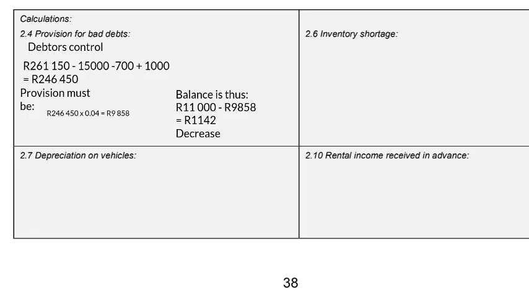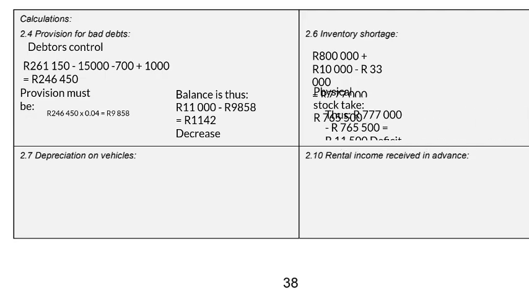So the inventory, according to our records, should then be 777,000 Rand. According to the physical stock take, the inventory amounts to 765,500 Rand. Thus, we take the 777,000, minus our amount from the physical stock take, and we have a deficit of 11,500 Rand as our trading stock deficit.